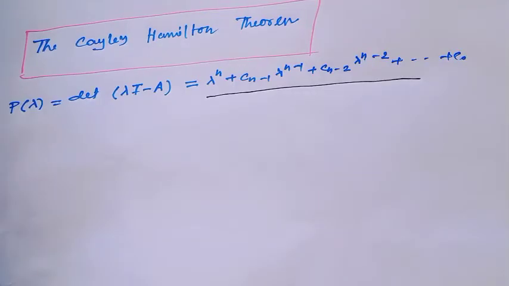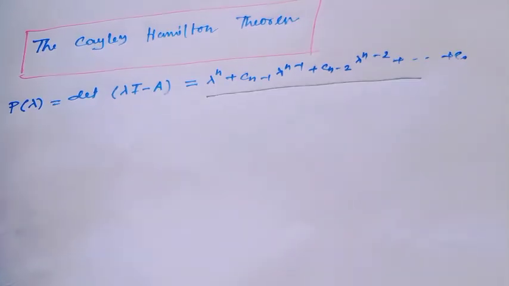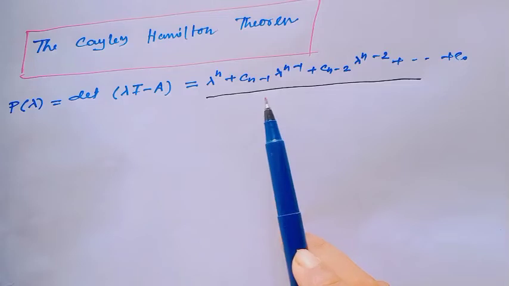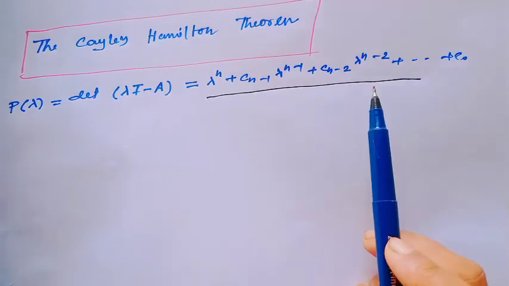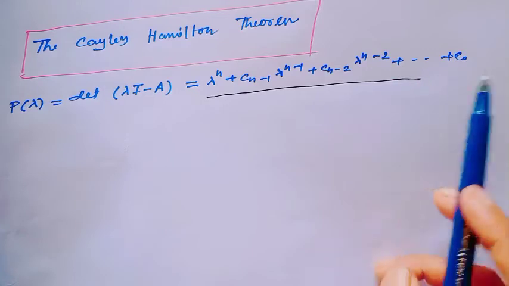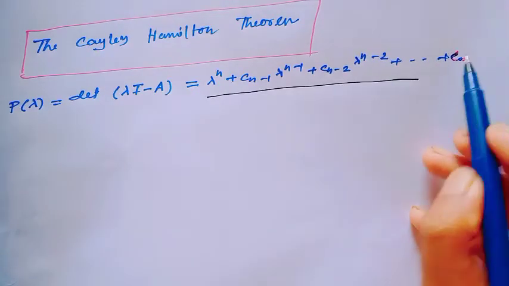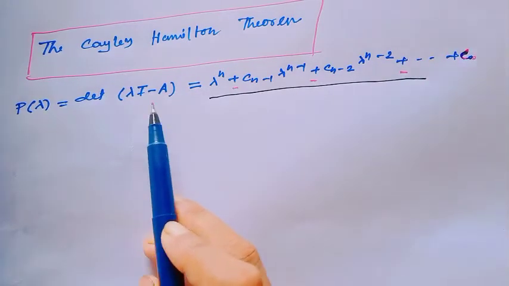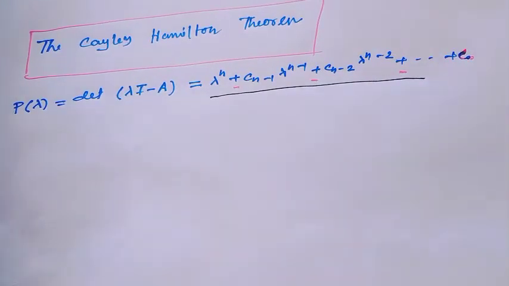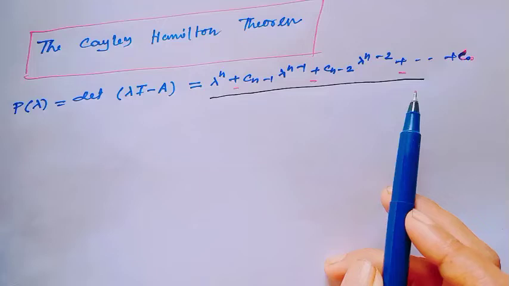The Cayley-Hamilton theorem: we all know the characteristic polynomial is the determinant of lambda I minus A, which is written as lambda to the power n plus c n minus 1 times lambda to the power n minus 1 plus c n minus 2 times lambda to the power n minus 2 up to c naught. The plus sign is there because I have considered the determinant of lambda I minus A. This is the characteristic polynomial.